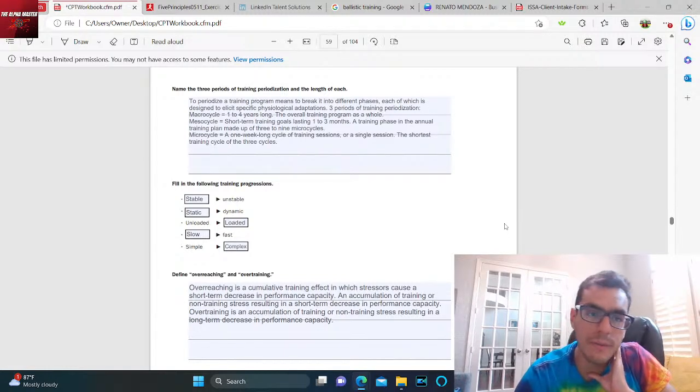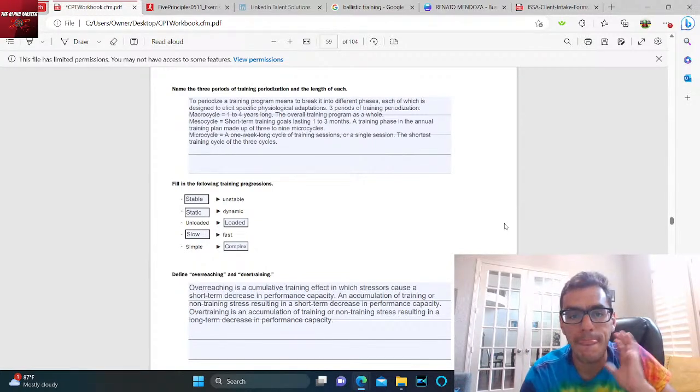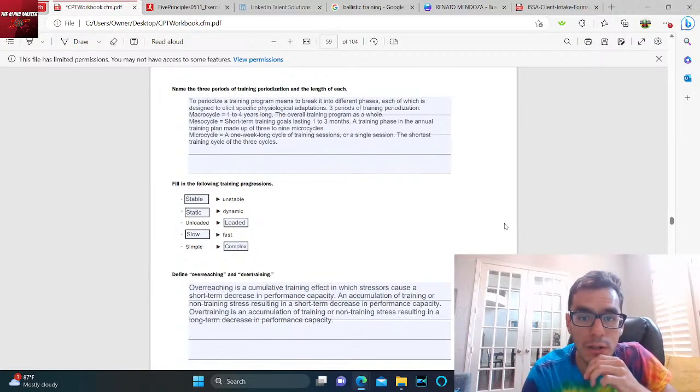The three periods of the training periodization are going to be the macrocycle, 1 to 4 years long, the overall training program as a whole. The mesocycle is going to be a short-term training goal lasting from 1 to 3 months, a training phase in the annual training plan made up of 3 to 9 microcycles. A microcycle is going to be a 1 week long cycle of training sessions or a single session, the shortest training cycle of the three cycles.